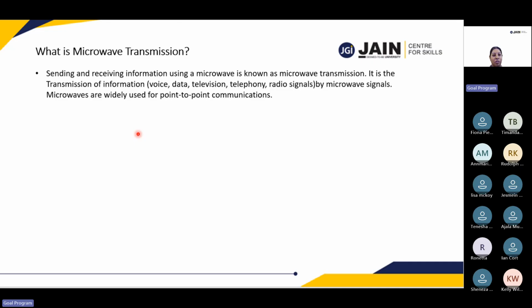Okay. What is microwave transmission? Sending and receiving information using microwaves is known as microwave transmission. Sending and receiving of the data is happening through microwave signals. When we do this transmission using microwave signals, it is called microwave transmission.